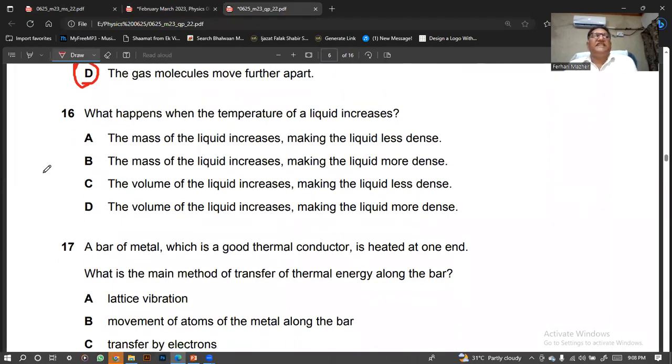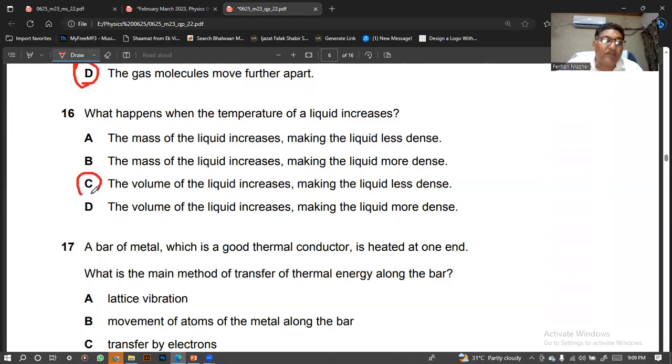Question number 16, what happens when the temperature of a liquid increases? The mass of the liquid increases, that's totally wrong, mass will not increase. C option is, the volume of the liquid increases, making the liquid less dense, that's possible. The volume of the liquid increases, making the liquid more dense, that's wrong, because the mass does not change.